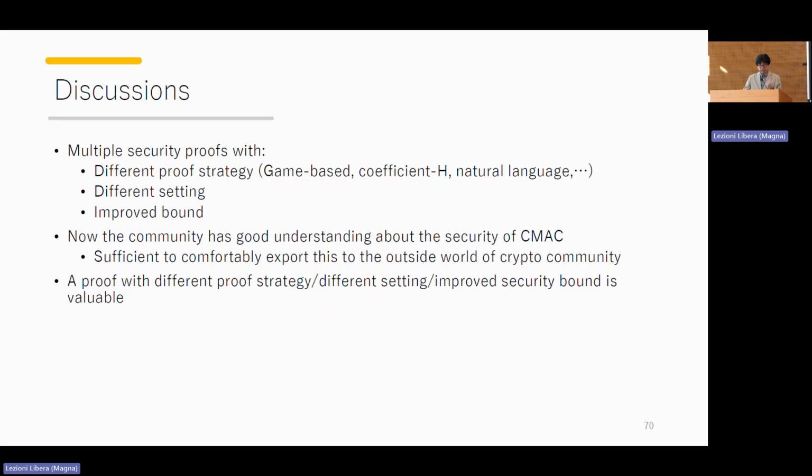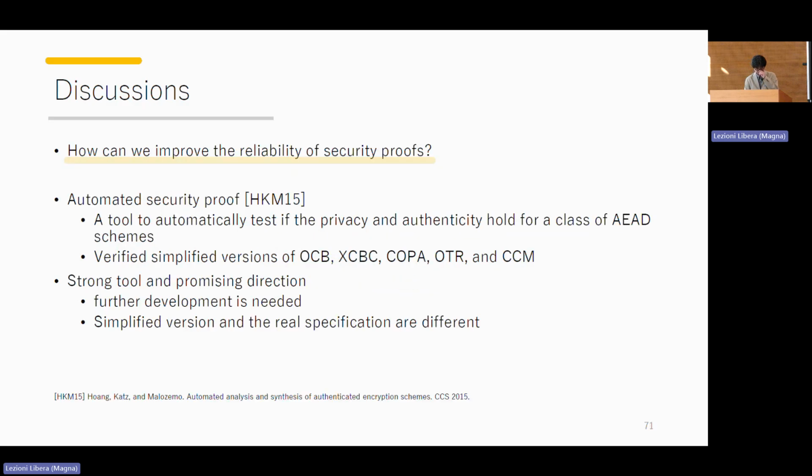And I think now the community has good understanding about the security of CMAC. And I think it is sufficient to comfortably export this to the outside world of the crypto community. So a proof with different proof strategy, different setting, improved security bound is valuable. So how can we improve the reliability of security proofs? I don't have a clear answer.